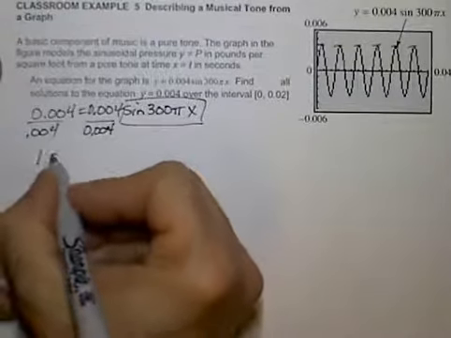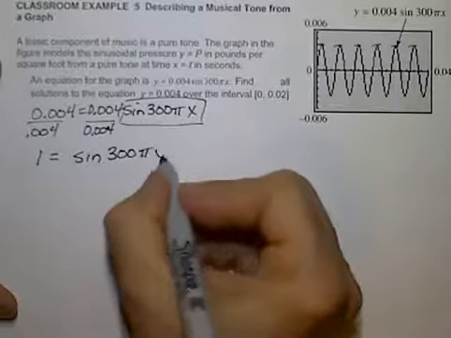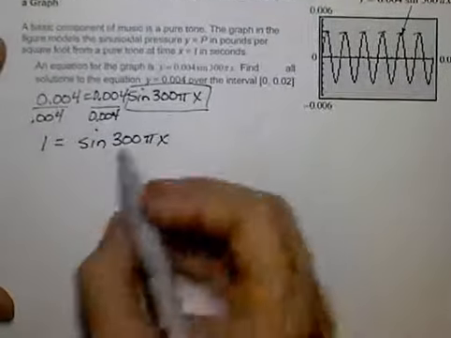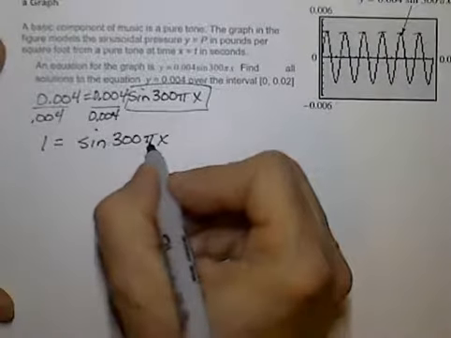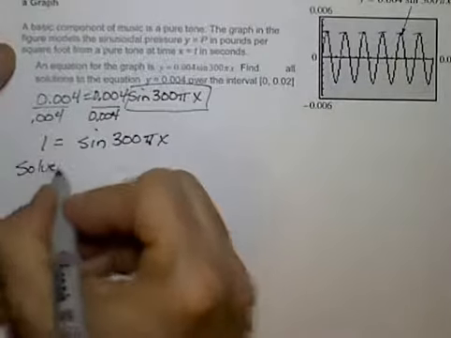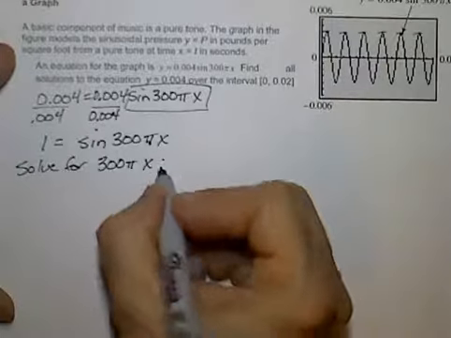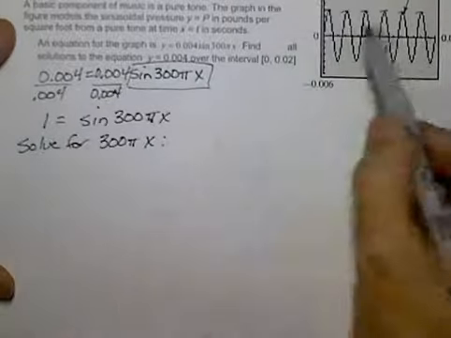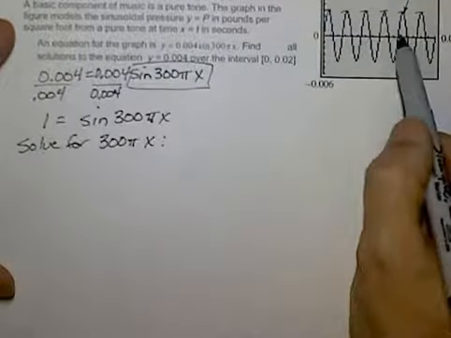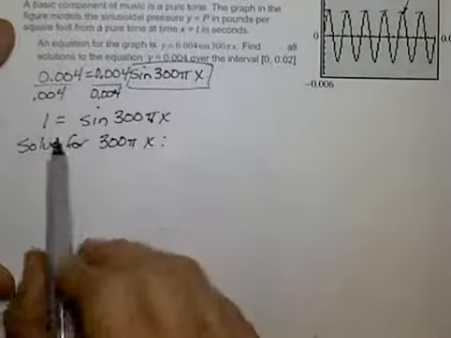That gives us a 1 on this side, and on this side we just have our sine of 300 pi x. Now this is one where we have an angle multiplier. It happens that our angle multiplier is 300 pi. So we're going to start out here by solving for 300 pi x. We want to find all solutions for this. And this is going to be in radians since we were doing the graph. For the graph, the x has to be in radians. So we want solutions in radians.